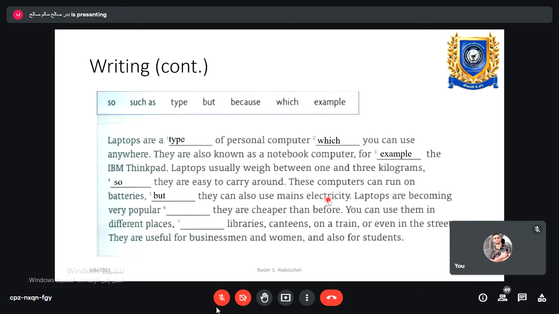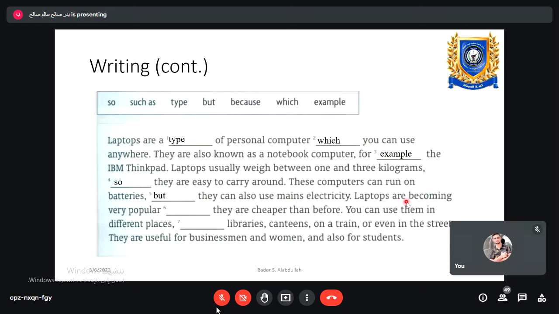So the first sentence says that laptops run on batteries. The second sentence says that laptops run on electricity. Okay? So we can join those two sentences by using but.